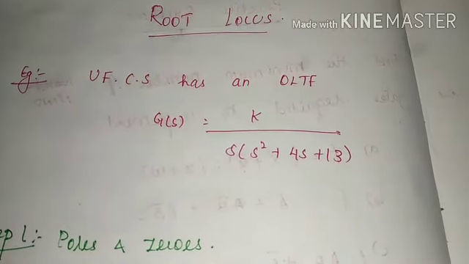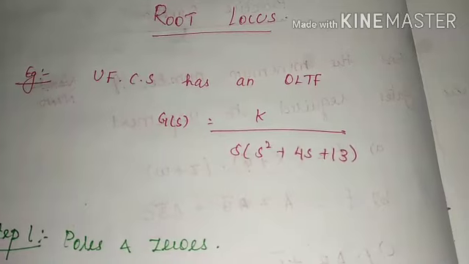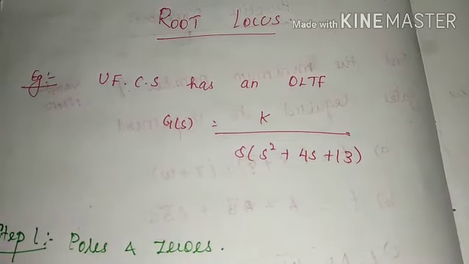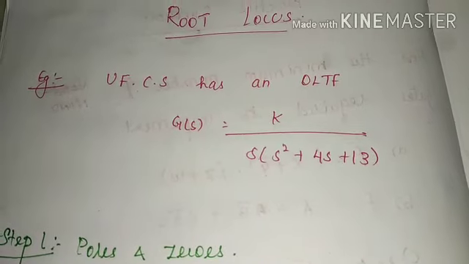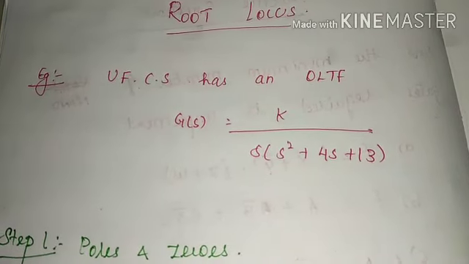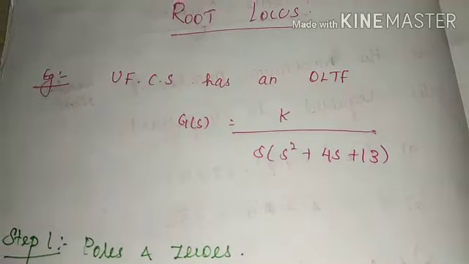Now we will solve one problem. With this problem itself, you can easily understand what is meant by poles and zeros and how we can calculate breakaway, break-in, asymptotes, angle of asymptotes and centroids.